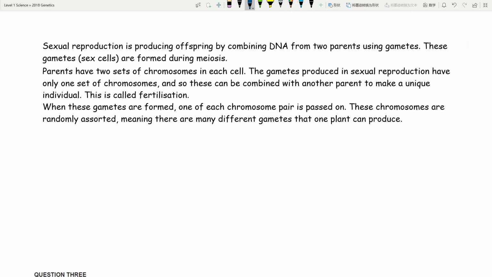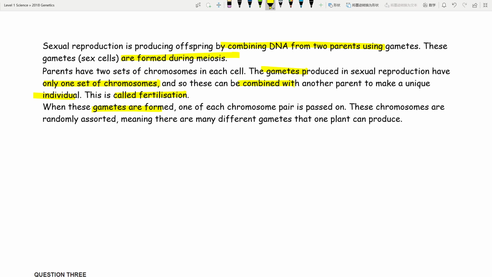Okay, so let's have a look at the answers here. Sexual reproduction produces offspring by combining DNA from two different parents using gametes. These are formed during meiosis. The parents have two sets of chromosomes. The gametes produced in sexual reproduction have only one set of chromosomes, which means they have half the number of chromosomes. So these can be combined with another one to make a unique individual. This is called fertilization. So when the gametes are formed, this is where you can go into a bit of meiosis. The answers are really brief.